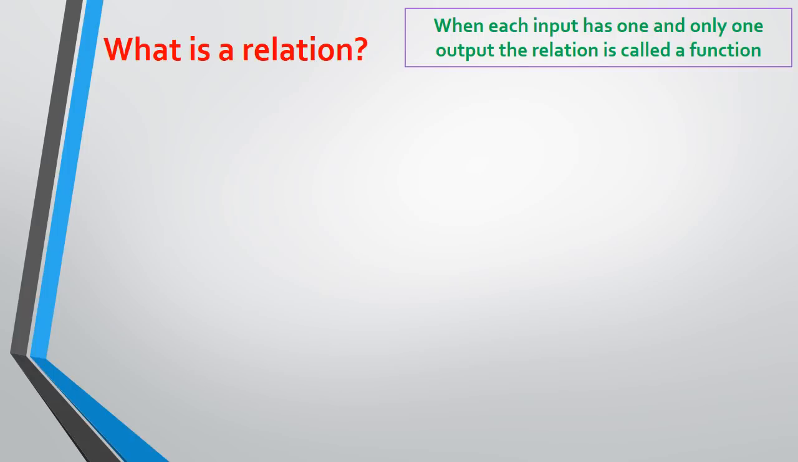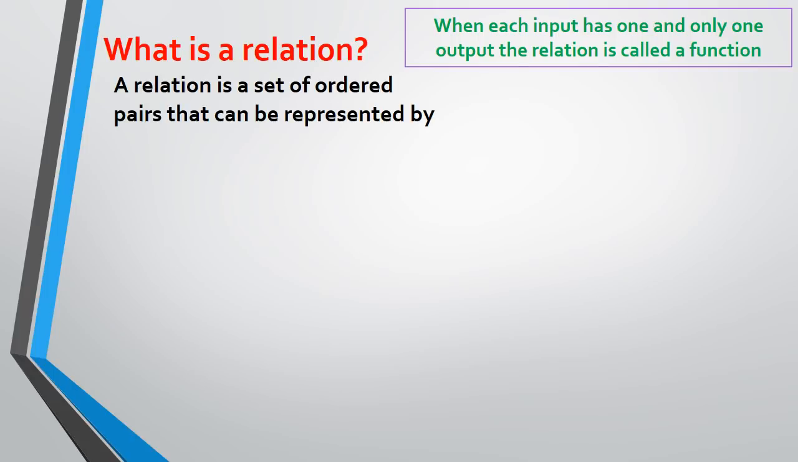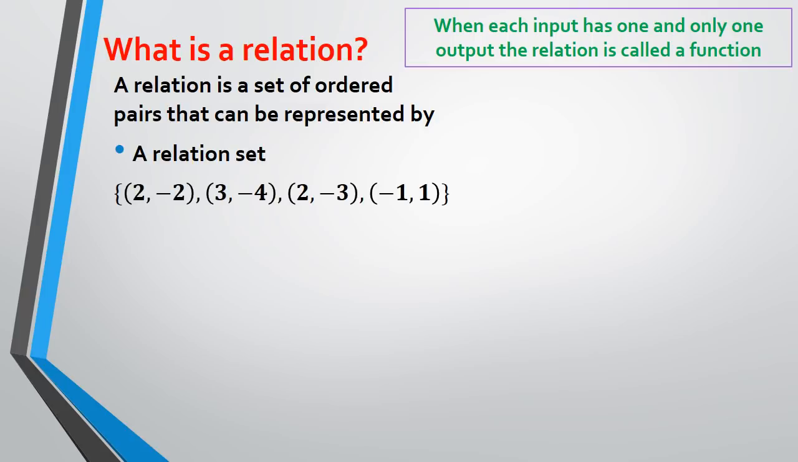What is a relation? A relation is a set of ordered pairs that can be represented in many ways. One of the ways is a relation set. This is an example of a relation set where we have four ordered pairs. The inputs in this relation are 2, 3, 2 again, and -1, which are the x coordinates of these ordered pairs. Now, the outputs are -2, -4, -3, and 1, which are the y coordinates of the ordered pairs.